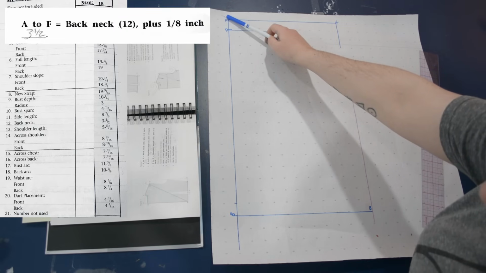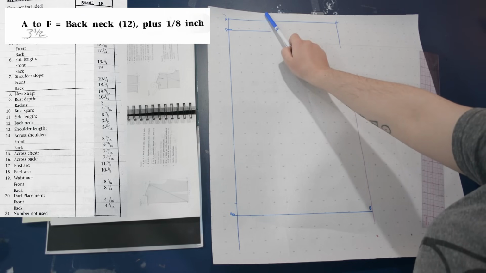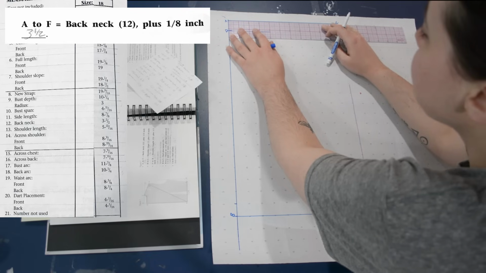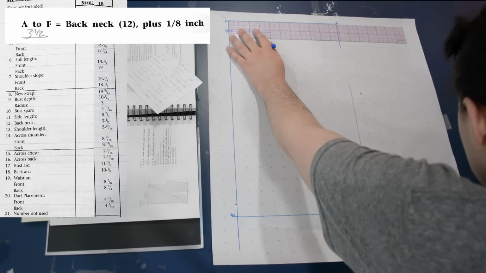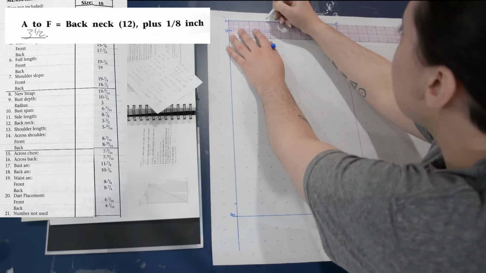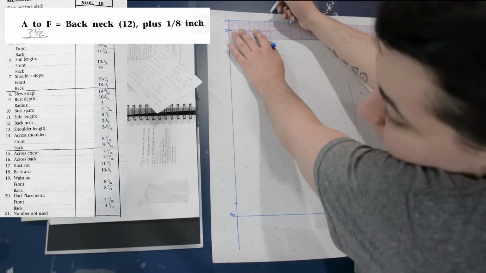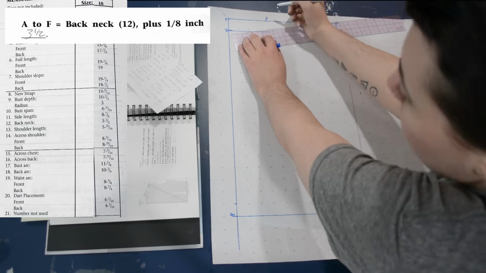Okay, for the back here, continuing on from A to F, it's along here. A to F is the back neck plus 1/8 of an inch, which for me is going to be 3 5/8 is what I said. 3 5/8 here, and that is going to be point F.